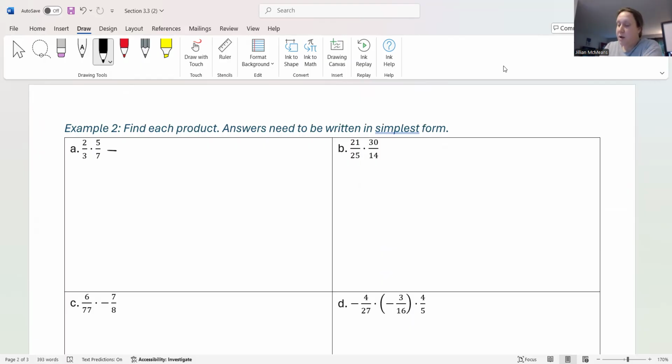If we're going to follow the rules for multiplication, we want to multiply our numerators. So we would take 2 times 5, and we're going to put that over 3 times 7. So we end up getting 10 over 21. And at this point, the only factors of 10 are 2 and 5, and 2 and 5 are not factors of 21. So we've further proven that this is as simple as it's going to get. This is simplest form right here.